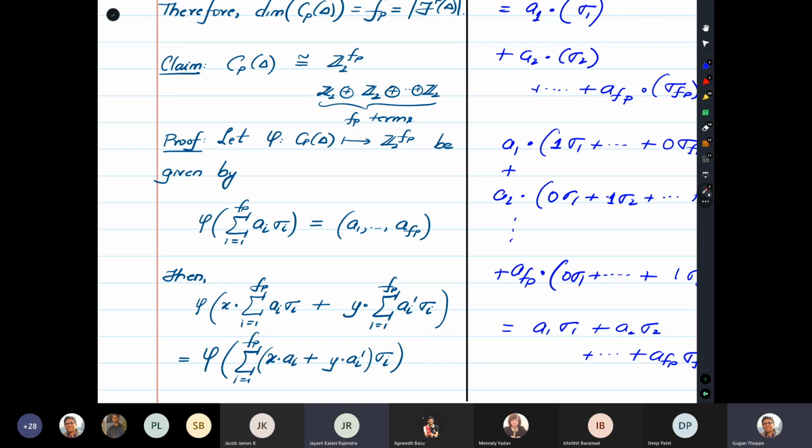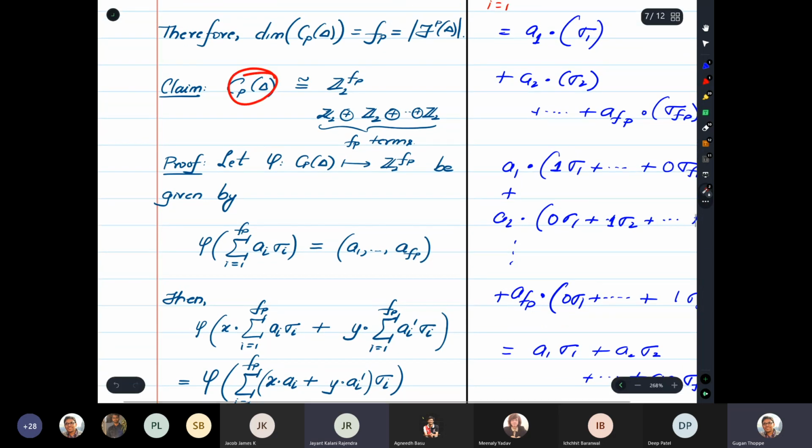Each one of you, I hope, is slightly feeling uneasy because this C_p(Δ) consists of these weird formal sums. You are doing this addition which is also defined in some arbitrary fashion and so on. So here is a claim that will help you relax a bit. This claim is trying to tell us that C_p(Δ) as a vector space is isomorphic to Z2 raised to fp. So this is a vector space, this is a vector space, and we are claiming that these two vector spaces are isomorphic to each other.